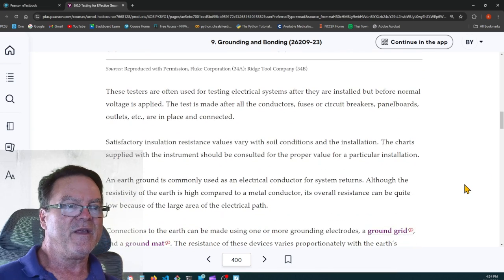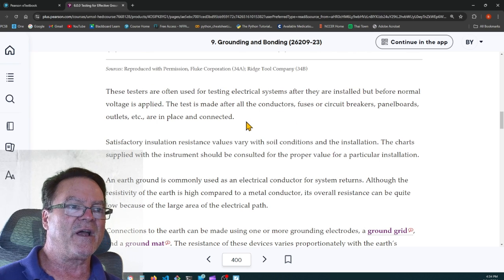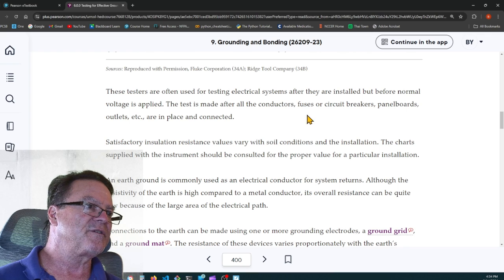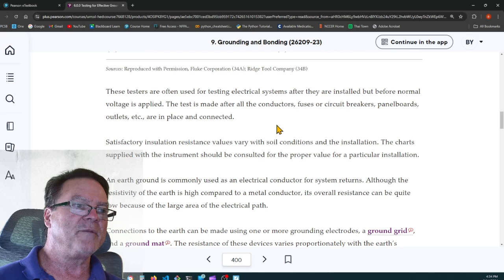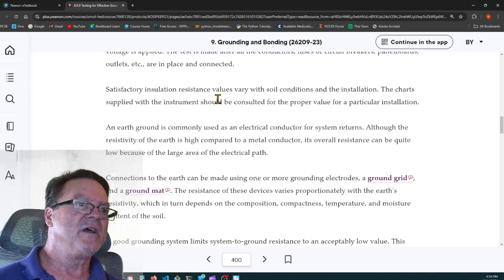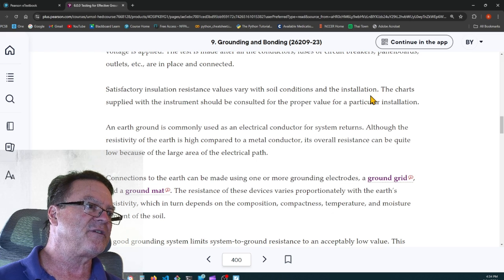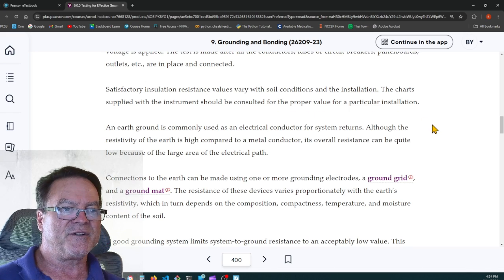He wants to know. These testers are often used for testing electrical systems after they're installed, but before normal voltage is applied. The test is made after all conductors, fuses or circuit breakers, panel boards, outlets, etc. are in place and connected. Satisfactory installation resistance values vary with soil conditions and the installation. Charts supplied with the instrument should be consulted for the proper value of a particular installation.